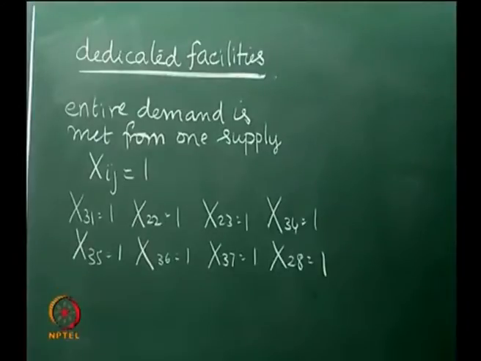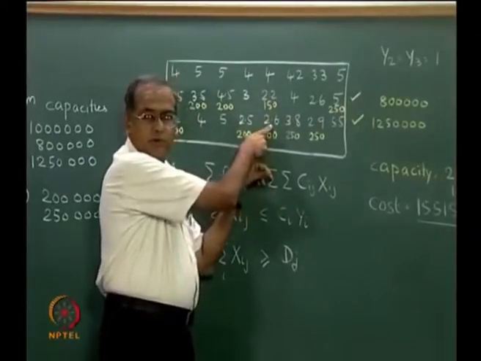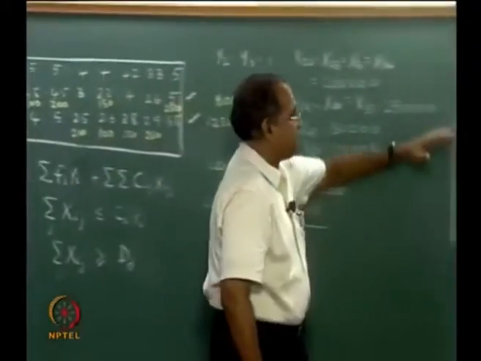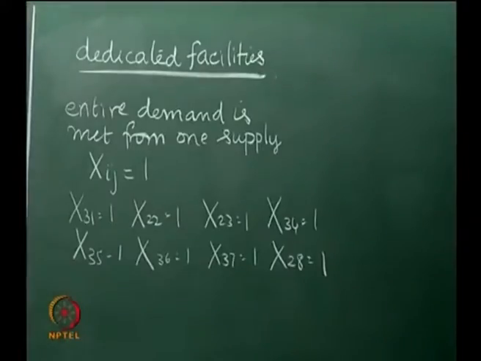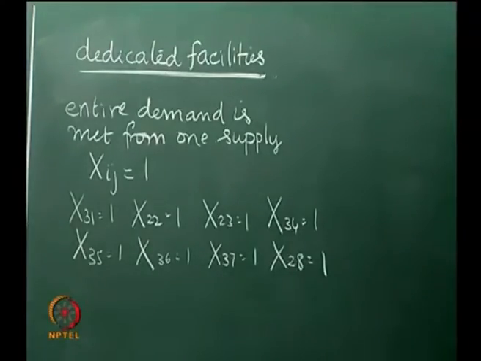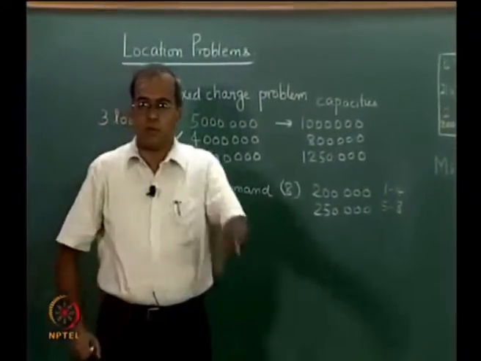So, there will be an additional cost and that additional cost will be this 150,000 into 0.4. That will be the additional cost that we will incur if we solve this problem with dedicated facilities. So, this is a numerical example which tells us how the fixed charge problem works. There is a location component, there is an allocation component to the fixed charge problem.